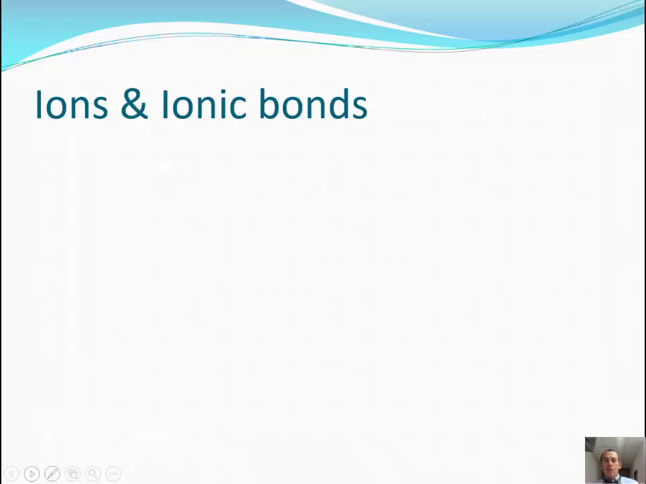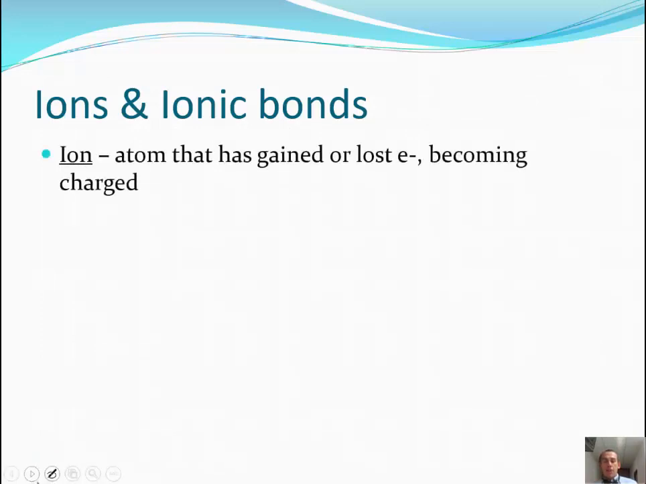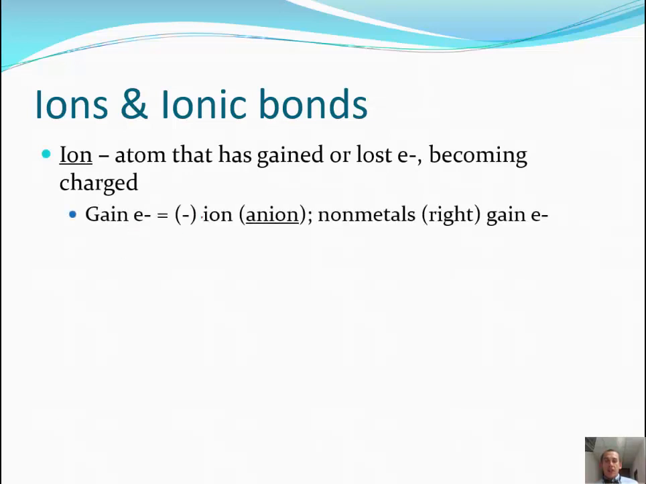So let's take a look at some ions and ionic bonds. An ion is a charged atom, and it became charged by gaining or losing electrons. If you gain an electron, that means you have more electrons than protons, which means you have a net negative charge.